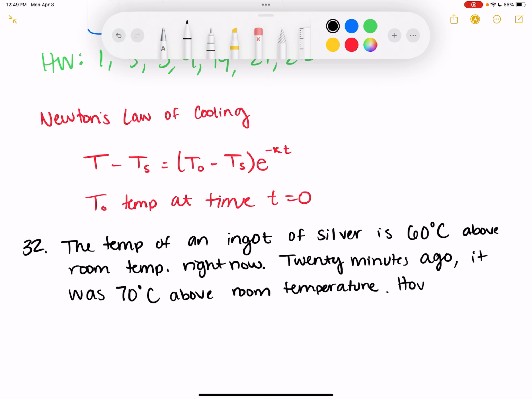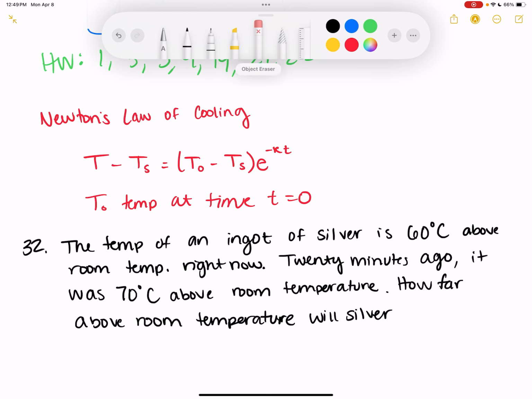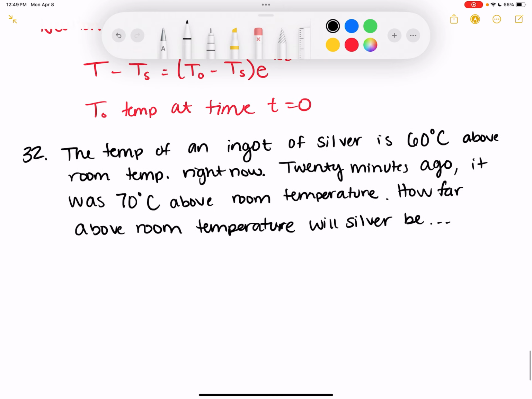How far above room temperature will the silver be? And then we're going to look at it for different time increments. So the first one is going to be 15 minutes from now.